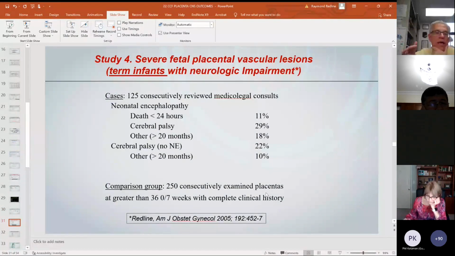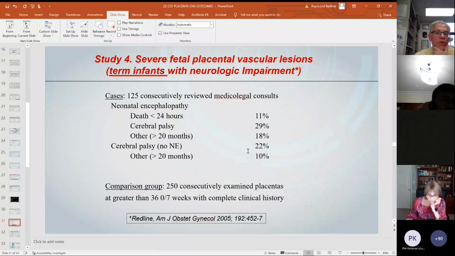Now, you may have noticed that several of the processes in term infants that predict abnormal neurologic outcome affect the large fetal vessels of the placenta. So we wanted to zone in on those and look exclusively at severe fetal placental vascular lesions and their association with neurologic impairment at term. And at this point, we had more cases to look at, 125, and they broke down like this.